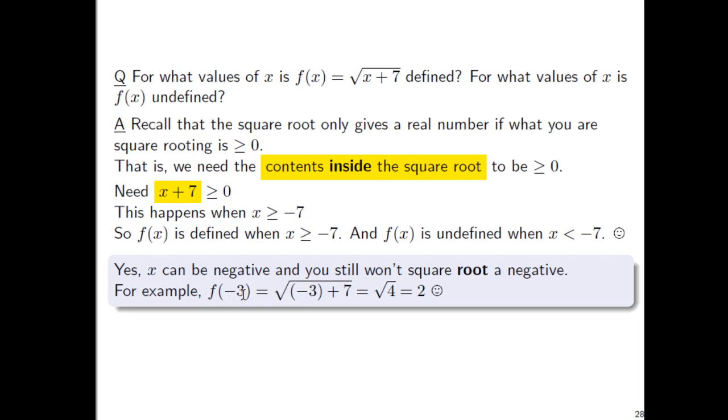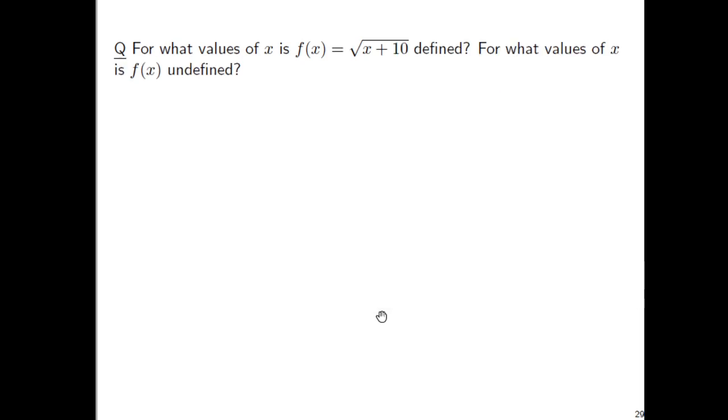Here's the thing. It's because we never square rooted negative 3. We ended up square rooting negative 3 plus 7. In other words, we ended up square rooting the number 4. So that's fine. We square rooted the positive number 4.